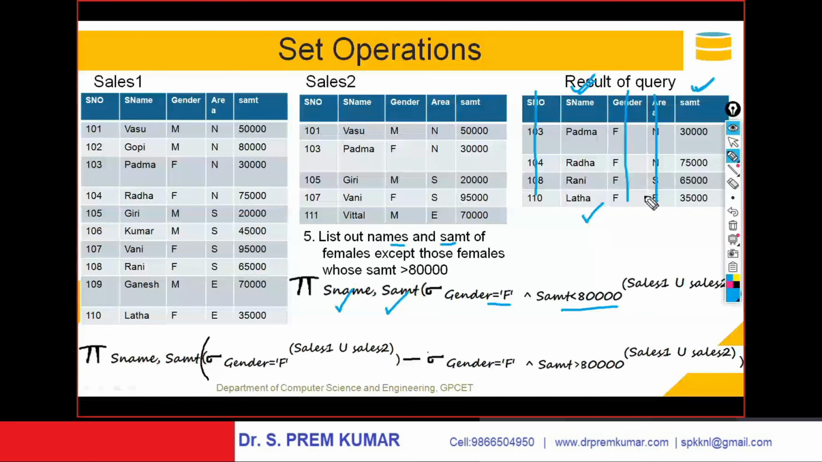Padma is 30,000, which is less than 80,000. Radha is 75,000, which is less than 80,000. Rani is 65,000, less than 80,000. Lata 35,000, which is less than 80,000.